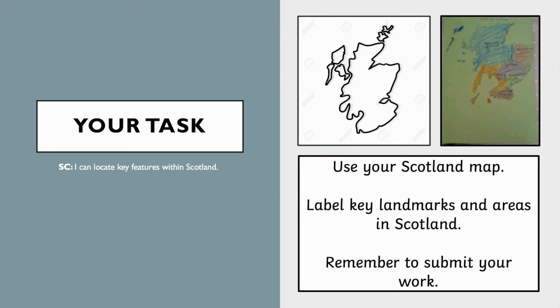Using your Scotland map, you're going to label key landmarks and areas in Scotland. You can research these landmarks using Google Maps or any other software online. You might also have books that you can use to help you. When you've finished labelling your map, you can submit it on Microsoft Teams or Class Dojo. We're focusing in on achieving that second success criteria of locating key features within Scotland. If you need any help, remember to ask your teachers.